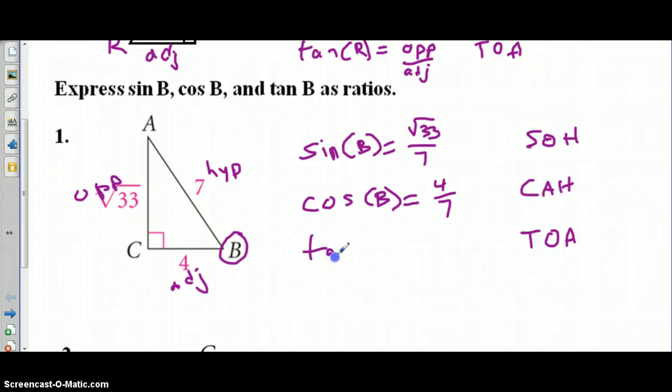And so the tangent of angle B is equivalent to the opposite side, the square root of 33. The adjacent side to angle B is 4, so the square root of 33 over 4. So in terms of setting up the sine, cosine, and tangent for right triangles, use the acronym SOHCAHTOA: opposite over hypotenuse, adjacent over hypotenuse, and opposite over adjacent. And you can use this to set up any equation for right triangle trigonometry.